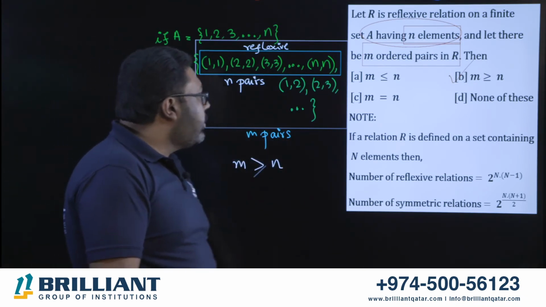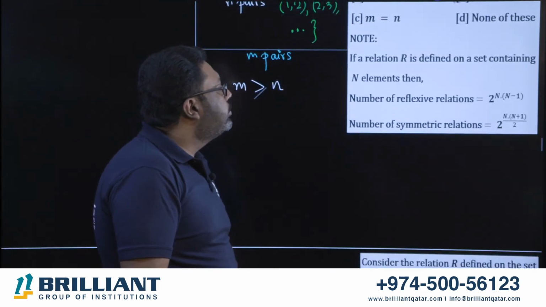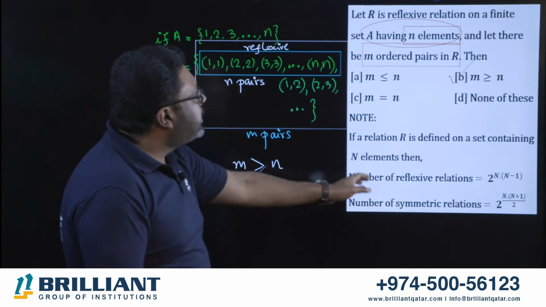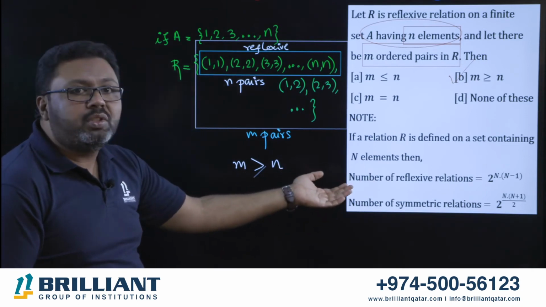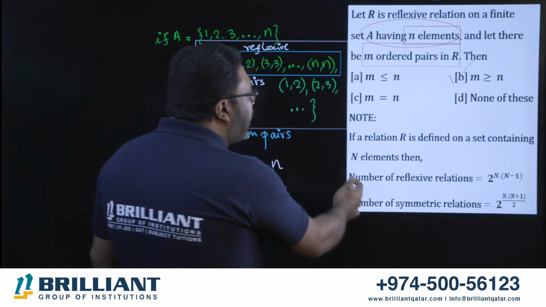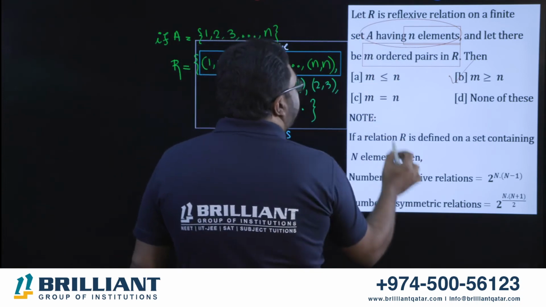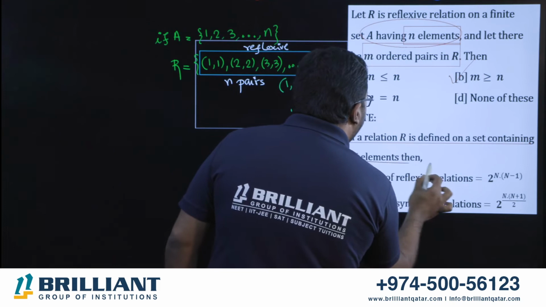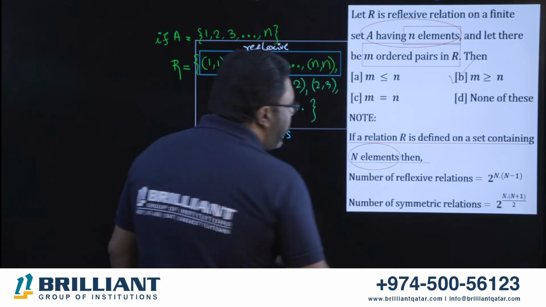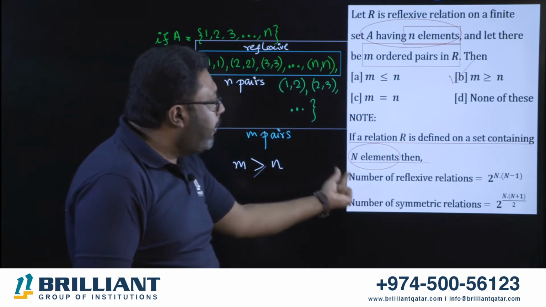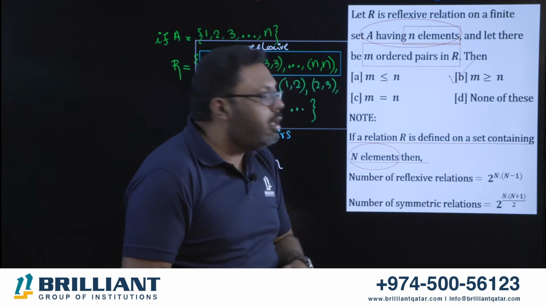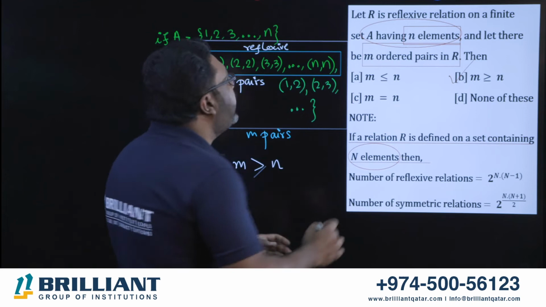Okay. So let's go to the next question now. In that, I forgot to say something here. See this. Sometimes there could be a question based on this also. If a relation R is defined on a set containing n elements, then the number of reflexive relations is going to be 2 raised to n into (n minus 1), that is, 2 raised to n(n-1).